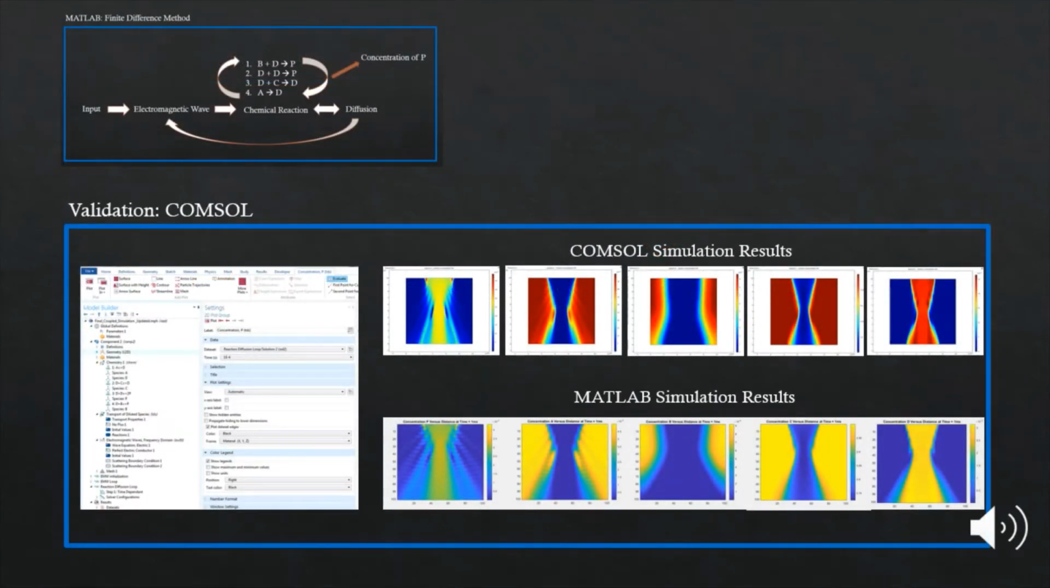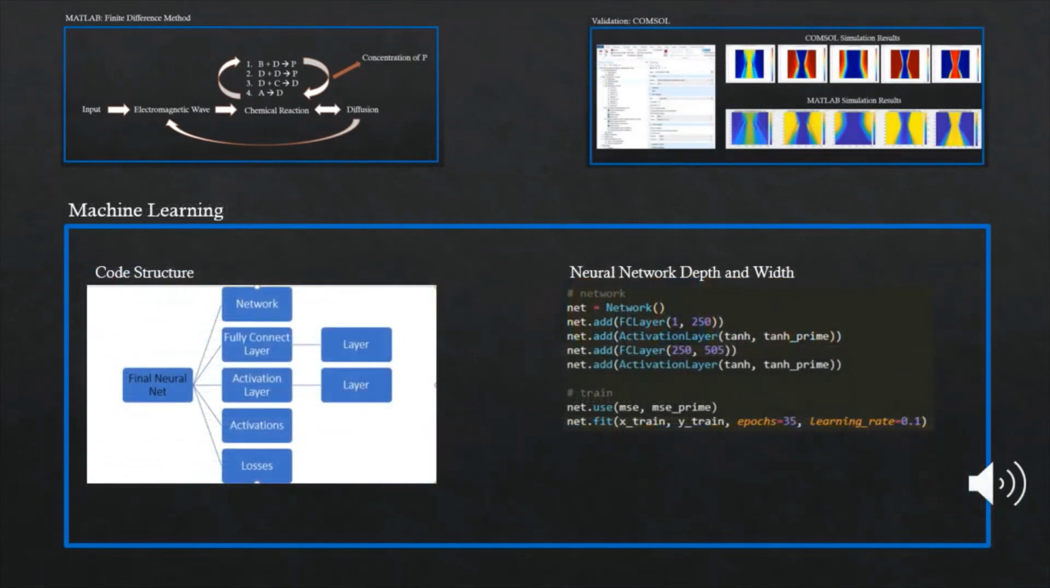By plotting the concentration of each species, we are able to validate the results generated from the MATLAB code with COMSOL. A comparison of the simulation taken at 1 millisecond is shown. Python was used to create the machine learning algorithm. By passing the results from the MATLAB code, the algorithm is able to predict the concentration of P.